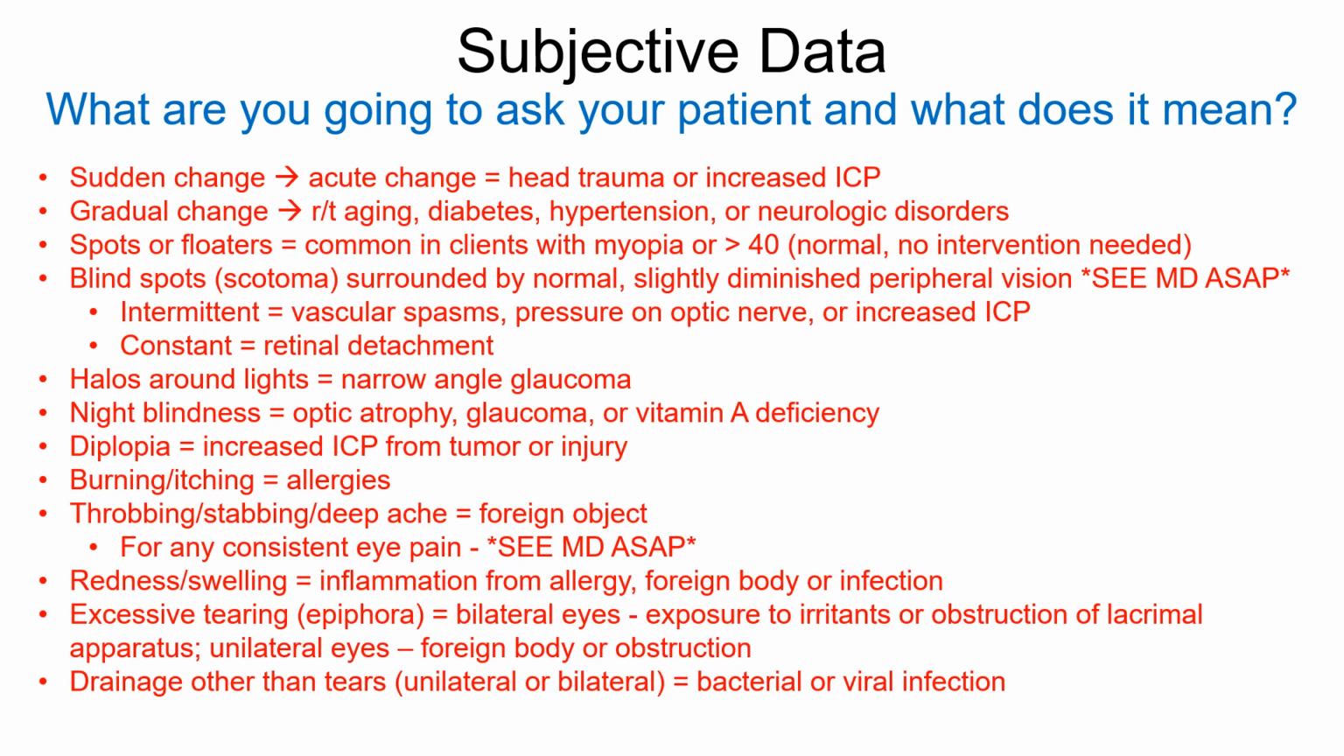If patients have occasional spots or floaters versus constant, we want to note the onset and the pattern as much as possible when we're talking with them about those things. But it's pretty common in people over 40 to have floaters. Now, if there are blind spots, for example, in the peripheral vision, this can be a sign of a disease process happening, and so you want to have that looked at.